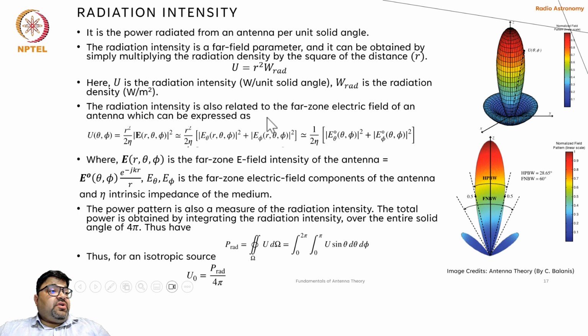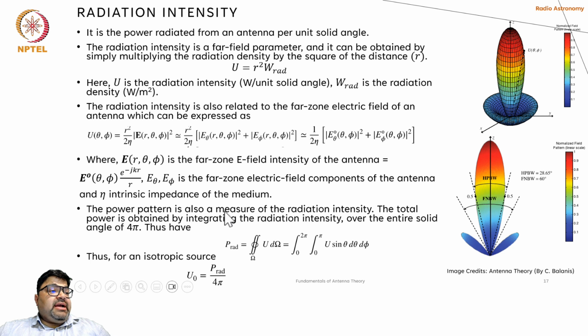Now for radiation intensity, we can also express that in terms of theta and phi, and that will be just R squared over 2 eta, where eta is the intrinsic impedance of the medium, times E squared. As we know, the R component of the electric field vanishes, so theta and phi components exist, and so it can be written in this format.